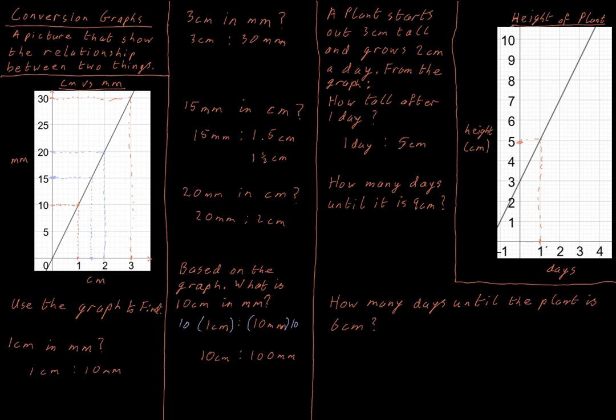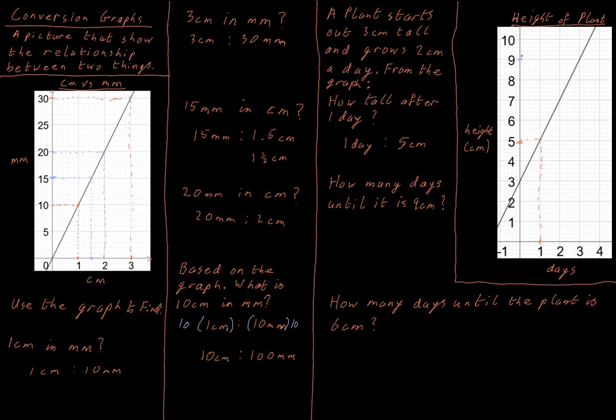And we get that from our graph starting at 1 day, because that's what we were told about, go up to our relationship line and across to our height. How many days until it is 9 centimeters tall? I'm going to change color again. There's no particular significance to why, just to have some variety. So I have 9 centimeters.